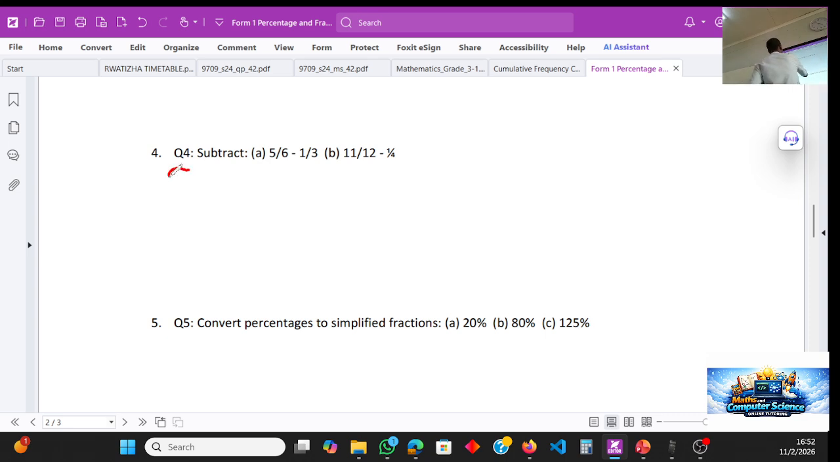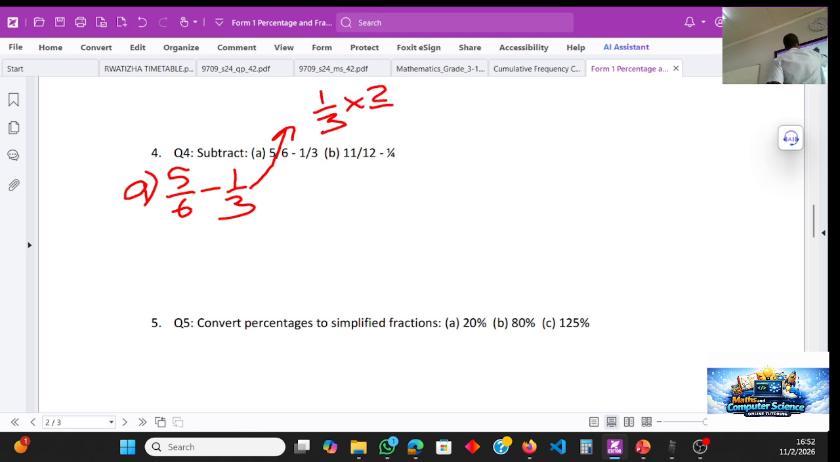So let me try the first one. I have 5 over 6 minus 1 over 3. We call it A. But if I check again, it's similar scenario. 3 and 6 are both multiples of 3. So I can have this in equivalence form where the denominator will be 6. So to get the 6, I'm going to say 1 over 3 multiplied by 2 over 2 because I don't want to change the meaning of the fraction. So 2 over 2 is the same as 1. But in real terms, if I multiply 1 and 2, it will give me a numerator of 2. I multiply 2 and 3, I get 6.